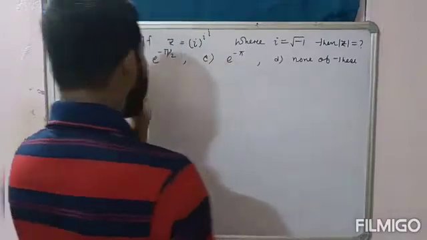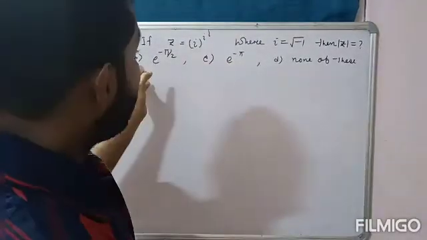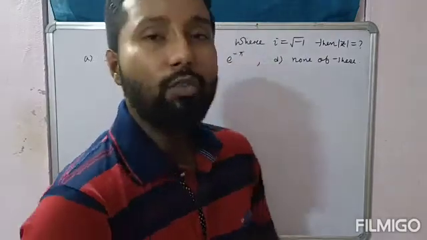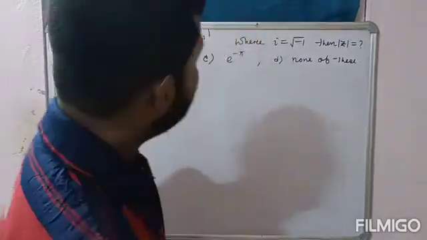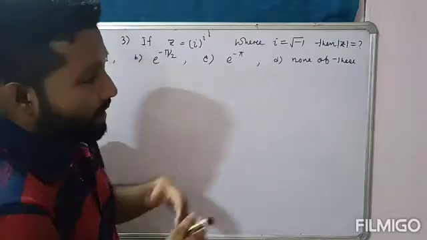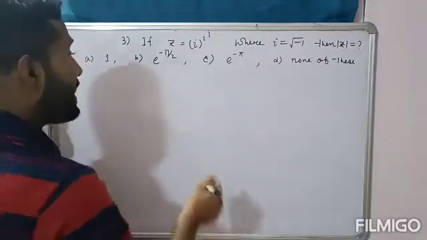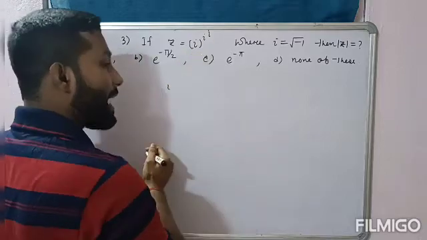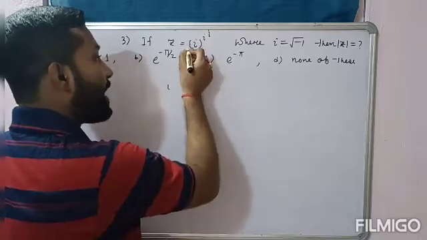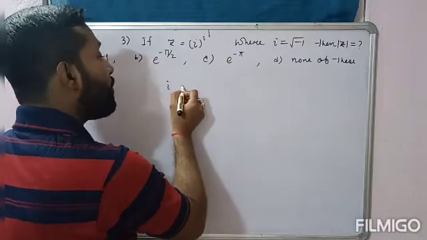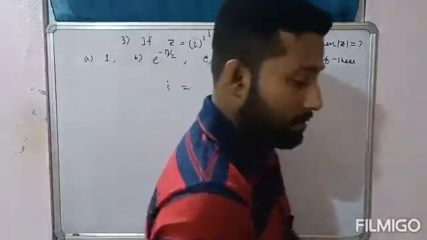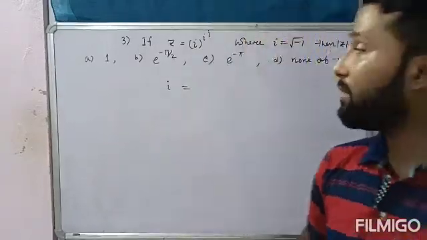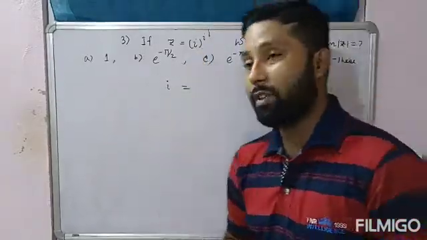So after seeing these options, e to the power minus pi by 2, e to the power minus pi, these are what actually? Euler form. So let me discuss this question by using the Euler form method. Okay, let me see how I will discuss it with the Euler form method. i to the power i is given. So let me first find out the value of this i in Euler form. I just want to explain this question by using Euler form.